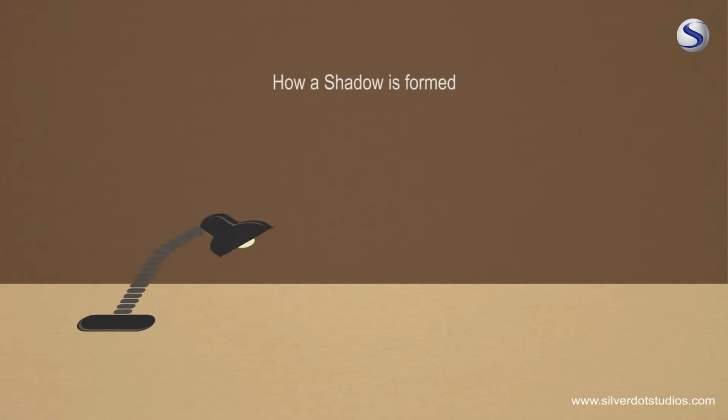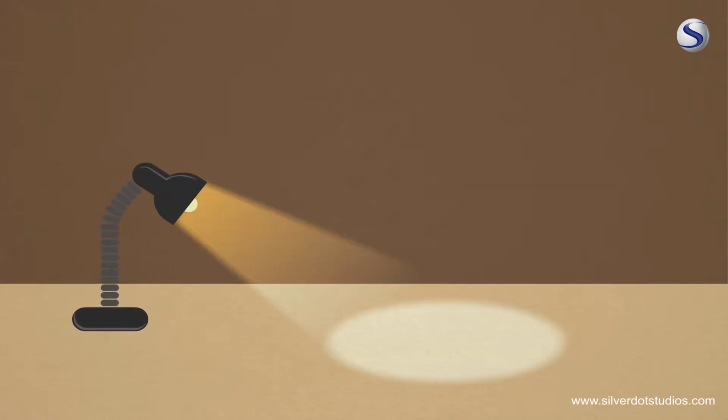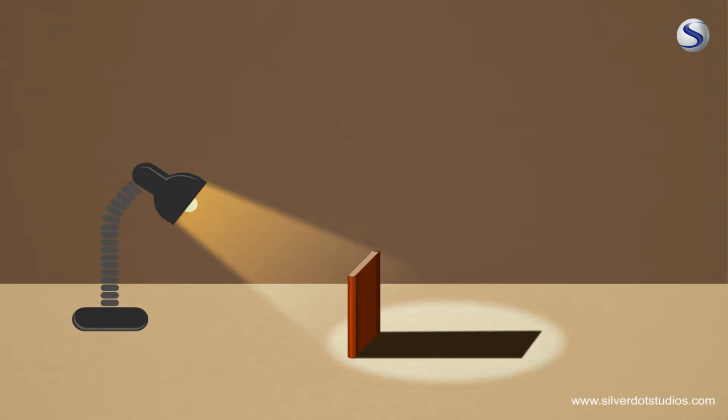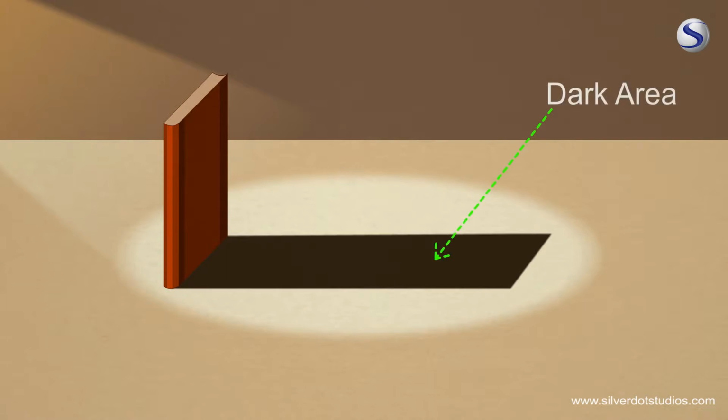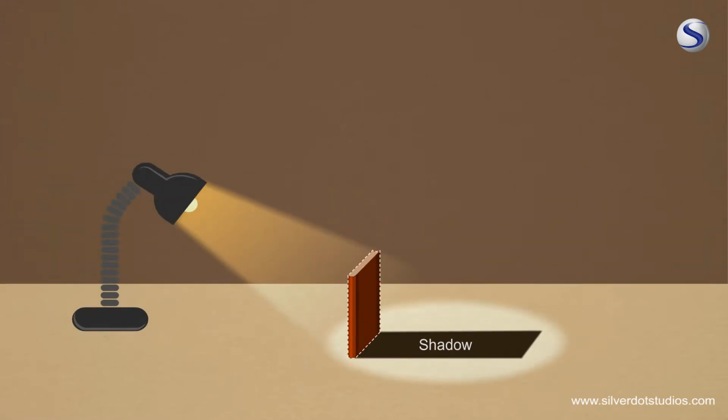How a shadow is formed. Allow the light to fall on the table. Now place a book between the lamp and the table. You notice that the dark area is formed on the table behind the book. This is the shadow of the book, and it is formed because the book is opaque, and it obstructs light from passing through it.